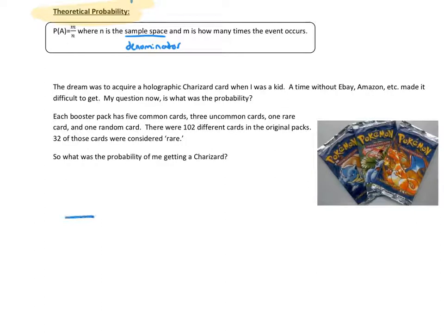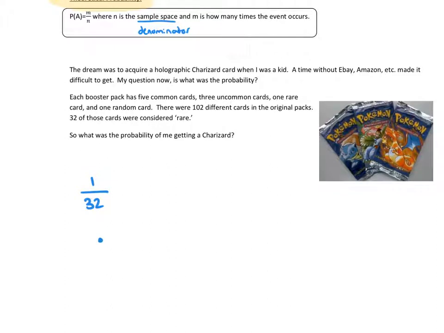So there are 32 rare cards, and in each pack you're going to get 1 of them. So just from that probability alone, you had a 0.03125 chance. So if we multiply that by 100, you have a 3.125% chance of getting a Charizard.